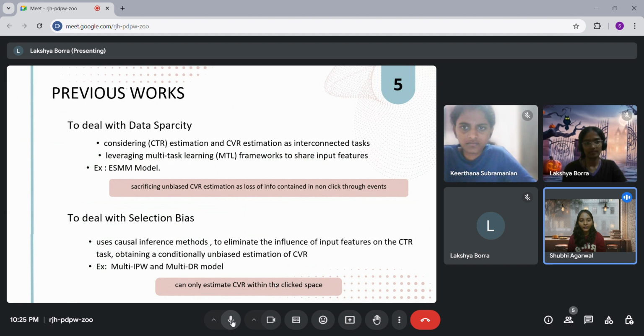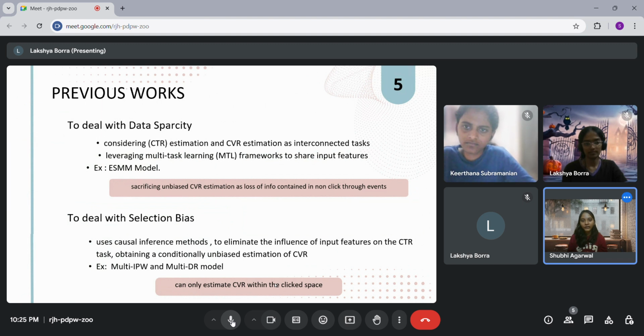Once the user clicks on a particular ad, he can decide whether he wants to buy or not. So basically, the models here leverage multitask learning because CVR and CTR both share the same input features, that is the exposure space. One example of this kind of model is the ESMM model. But there is a drawback in this kind of model.